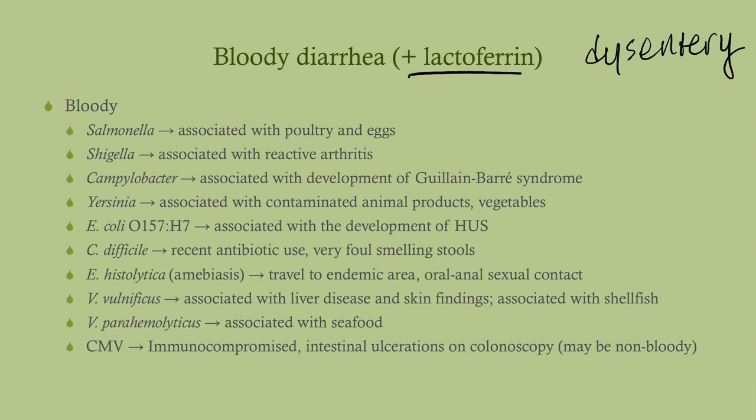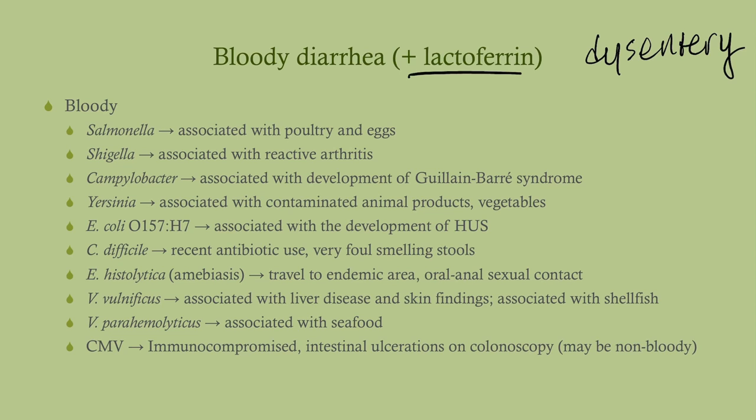E. coli O157:H7 is famously associated with the development of hemolytic uremic syndrome. So look for disturbed liver, or disturbed renal function. Look for hemolysis and thrombocytopenia even. C. diff is, of course, associated with recent antibiotic use. Very foul-smelling stools. I have never smelt a stool that I would put in a candle. But often nurses, because they spend so much time with patients, they've got a nose for this. So ask your nurses. They are your friends.